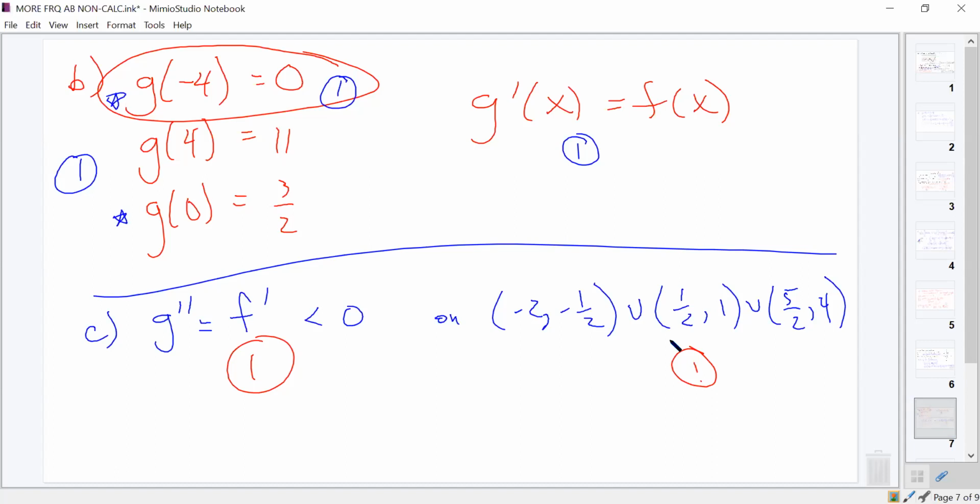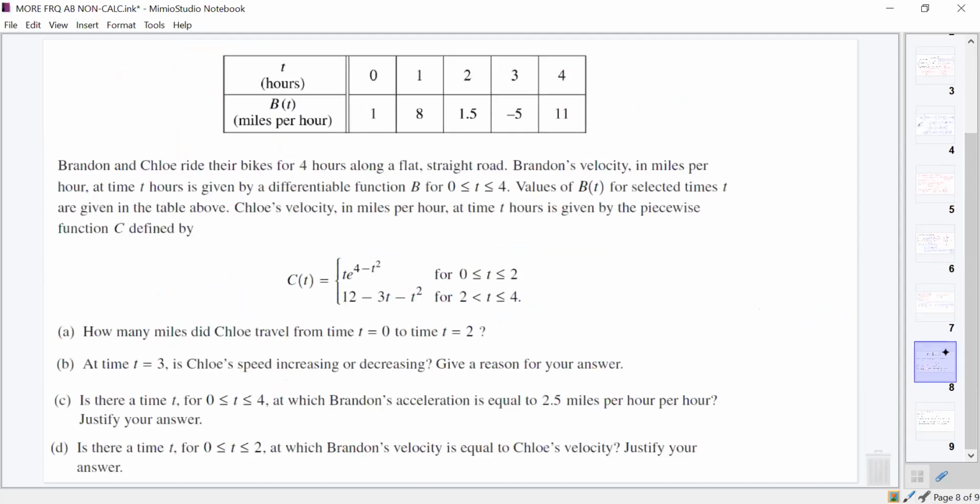I would not be surprised to see something like part C on the digital test, because that one just requires explanation, especially. So I would be surprised if you didn't see something like that on the test. Any other questions on that last one?